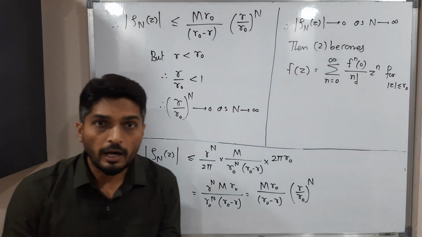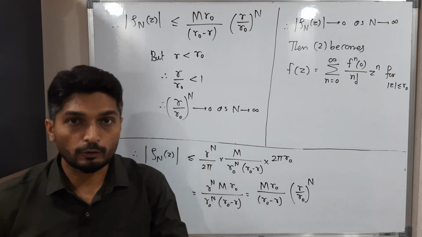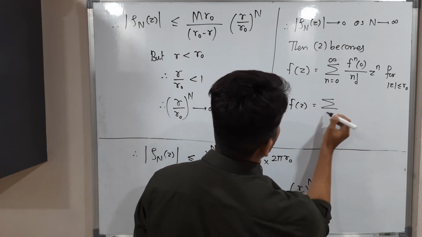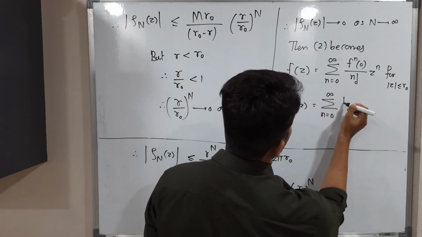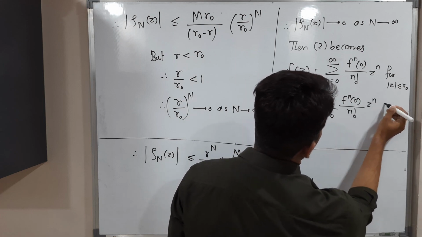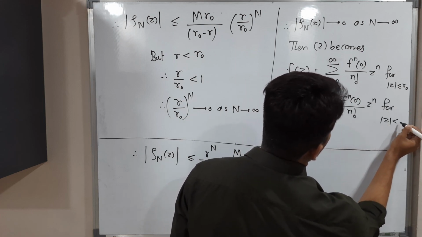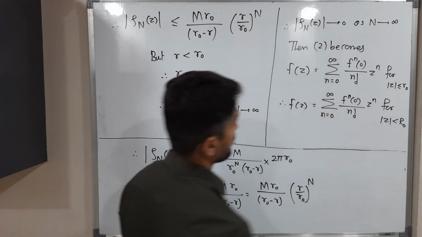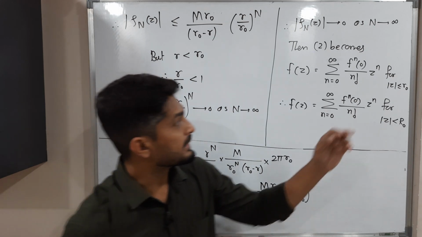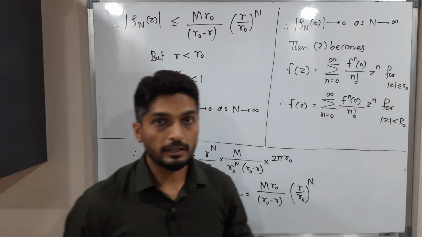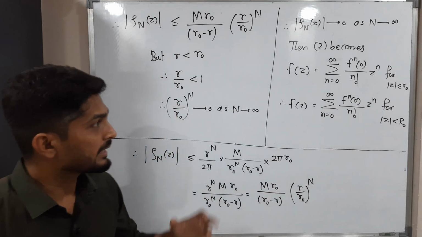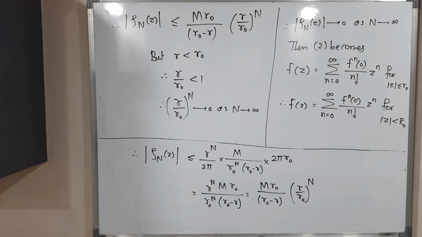But see, that small r naught is less than capital R naught. So therefore we can write f(z) equal to summation n running from 0 to infinity, nth derivative of f at 0 upon n factorial z raised to n, for |z| less than capital R naught. Getting? This series is true for |z| less than or equal to r naught, but r naught is less than capital R naught, so that's why it is true for capital R naught also. I want some more space to write, make a screenshot, then I will go further.